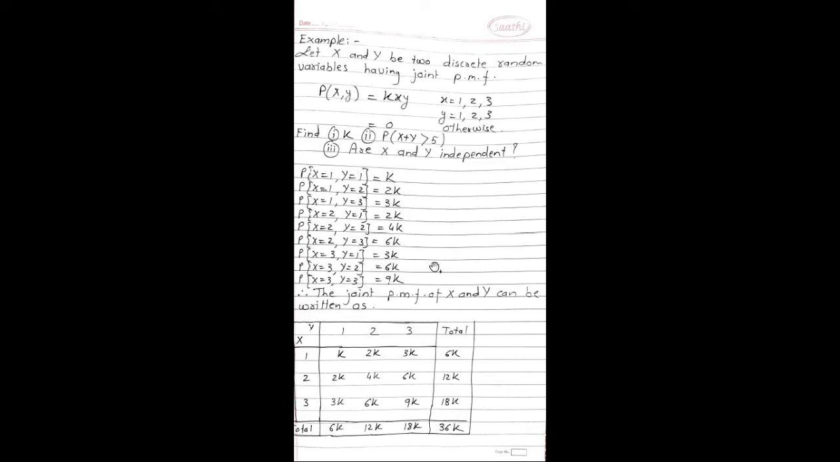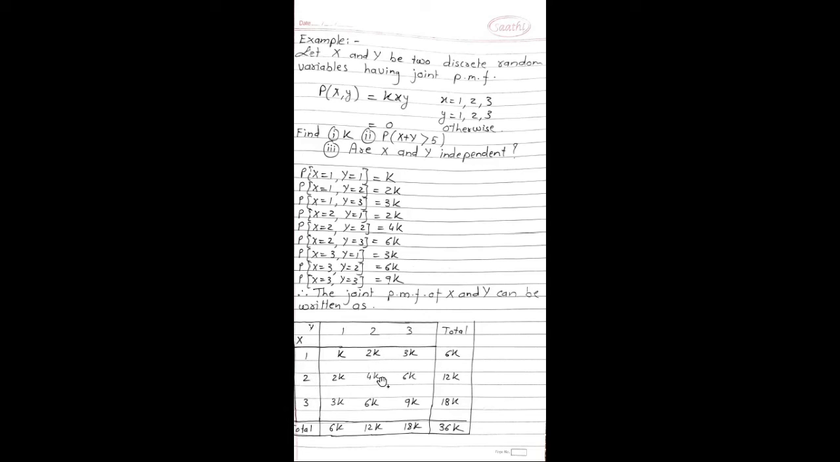Probability x is equal to 3 and y is equal to 3, the value is 9k. Therefore, the joint probability mass function of x and y can be written in tabular form as follows. Values of x are 1, 2 and 3. Values of y are 1, 2 and 3. X is equal to 1, y is equal to 1, the probability is k, so we'll replace the value with k. X is equal to 1, y is equal to 2 becomes 2k. X is equal to 1, y is equal to 3 becomes 3k. X is equal to 2, y is equal to 1 becomes 2k.